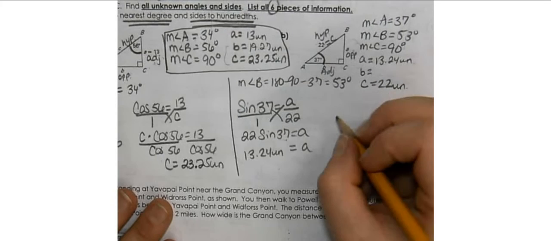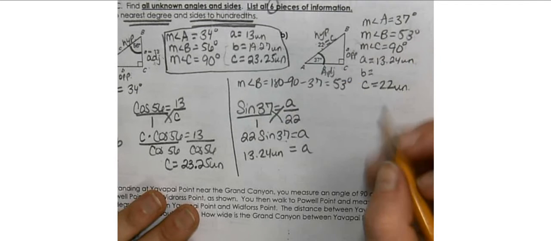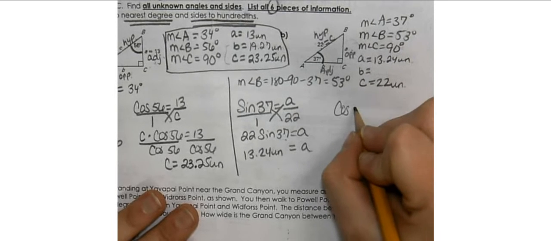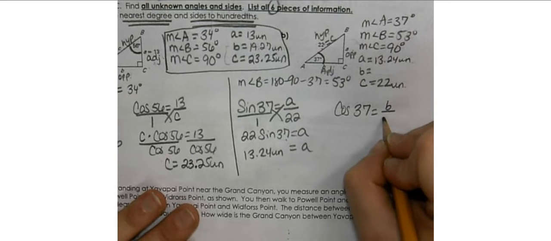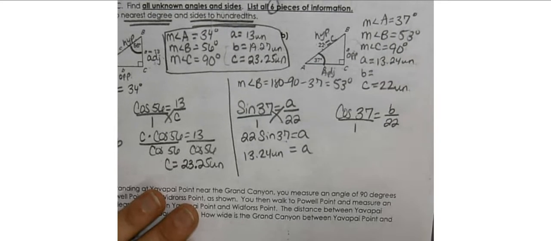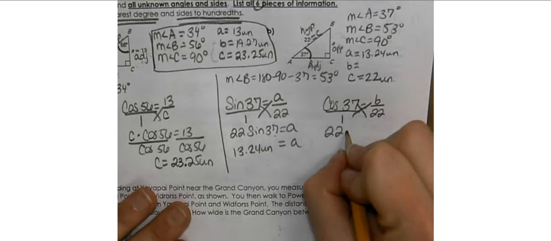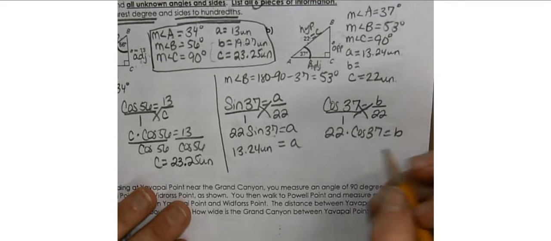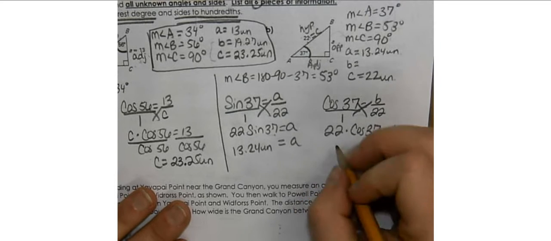So now I'm going to find what B is. So B is the adjacent, and I'm always using given information, which is my hypotenuse, 22. Adjacent and hypotenuse uses cosine. So I'm going to write the cosine of 37 is equal to the adjacent, which is B, divided by hypotenuse, which is 22. I'm going to set this up as a proportion, and I'm going to use cross product. So I'm going to write 22 times the cosine of 37 is equal to B. And I'm putting that into my calculator, and I find that little b is equal to 17.57 units.